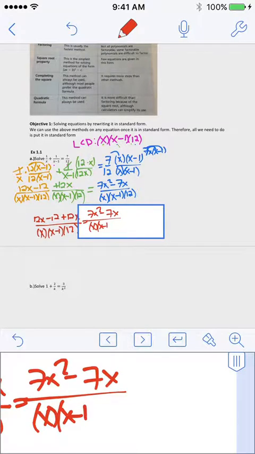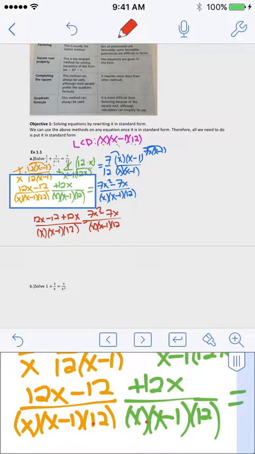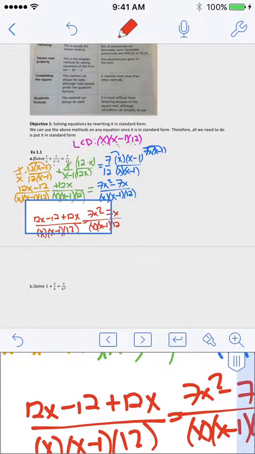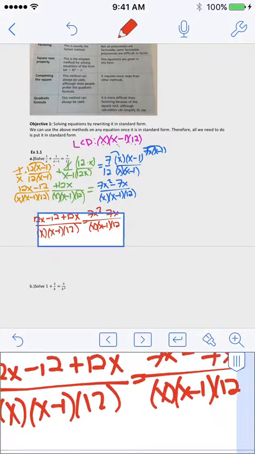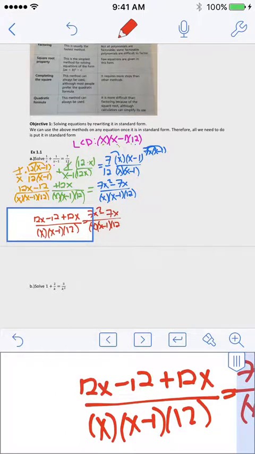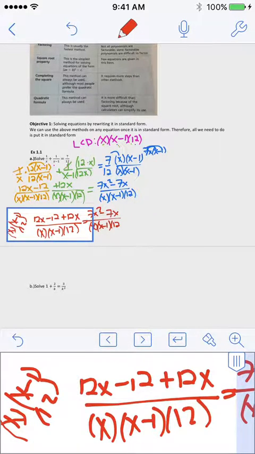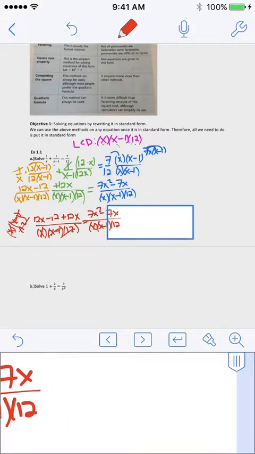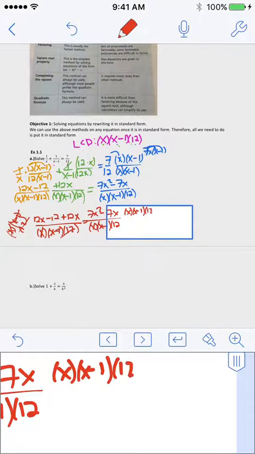X minus 1 and 12. So I just combine these two into one fraction. Sweet. In order to get rid of this denominator over here, I can multiply that by the top. So I'll multiply by x minus 1 and 12, so that the x's cancel, x minus 1 cancels, and the 12 cancels. Do the same thing over here, x minus 1 and 12.